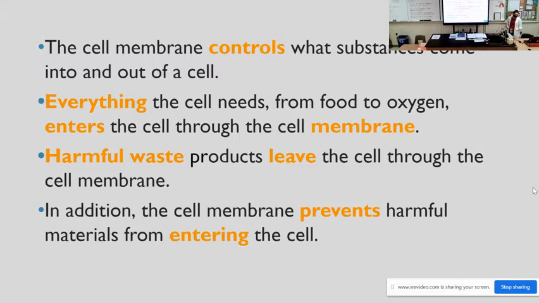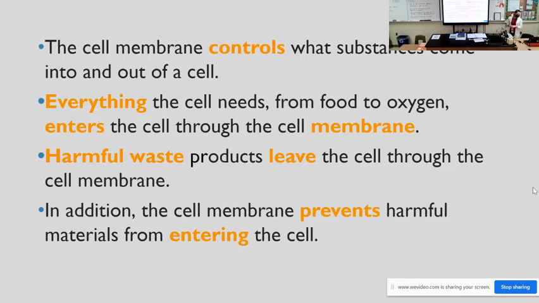Everything that the cell needs, from food to oxygen, has to enter the cell through the cell membrane. So just like when we eat food, the only way we can get the food in our body is through our mouth. That is similar to a cell membrane. We can determine what we put in our body. Harmful waste products can also leave the cell through the cell membrane, and then through organelles like lysosomes, which break down old parts of the cells and break down food. They can also go in and out of the cell membrane to get rid of those materials.